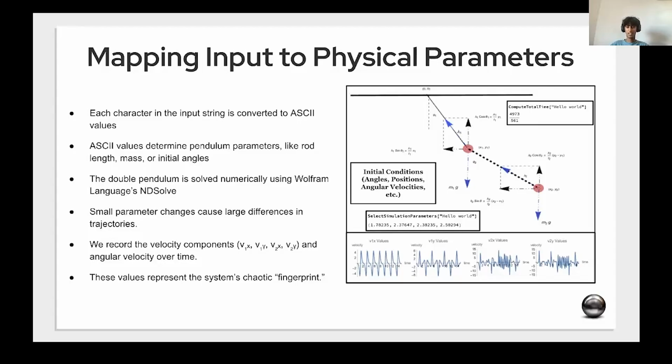So now that we have our initial conditions of the pendulum, we can solve it numerically using Wolfram Language's NDSolve, which was very helpful in simulating the pendulum. And we record the velocity components and the angular velocity over time. I think you can see in the four graphs down in the bottom right, those represent the system's chaotic fingerprint. And the V2x and V2y values are naturally more chaotic because the second pendulum bob has much more chaotic behavior compared to the first pendulum bob.